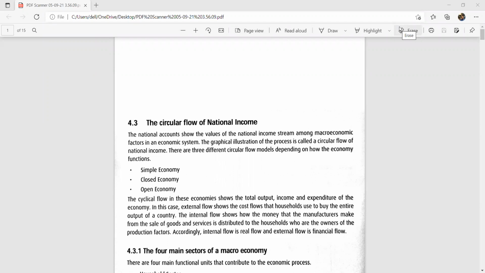The circular flow of national income. The next lesson we have to study after learning certain concepts under macroeconomics lesson.